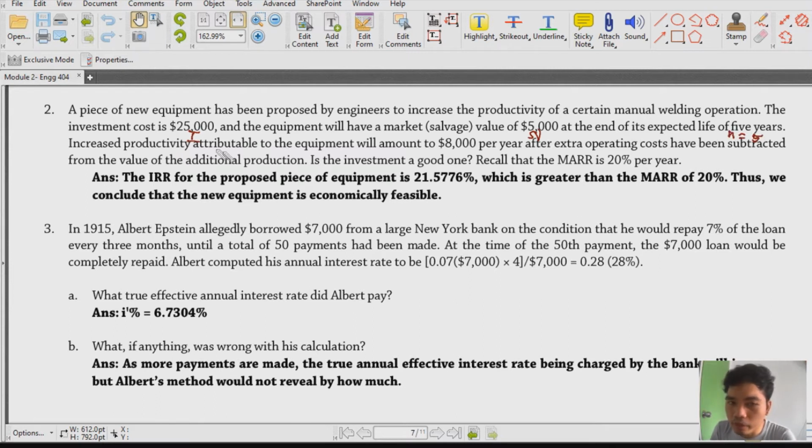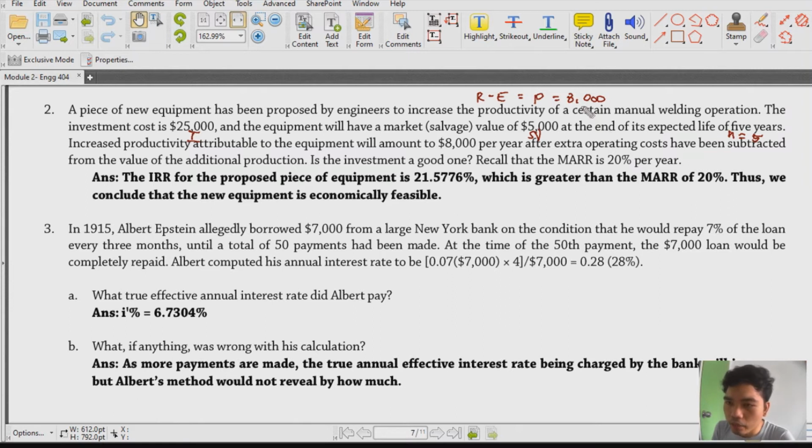And then the increased productivity attributable to the equipment will amount to 8,000 per year. As you've read, extra operating costs have been subtracted from the value of the additional production. So that is actually R minus E already. That means this is the profit already. That's 8,000 annual. Then, is the investment a good one? Recall that the MARR is 20% per year.